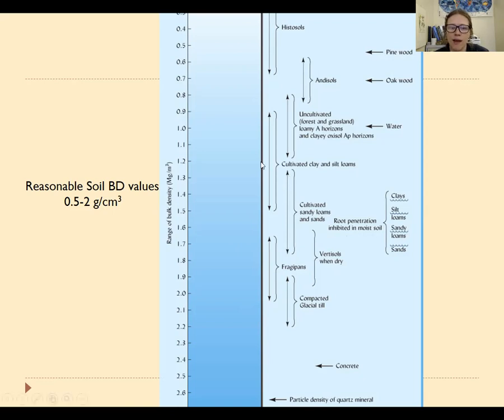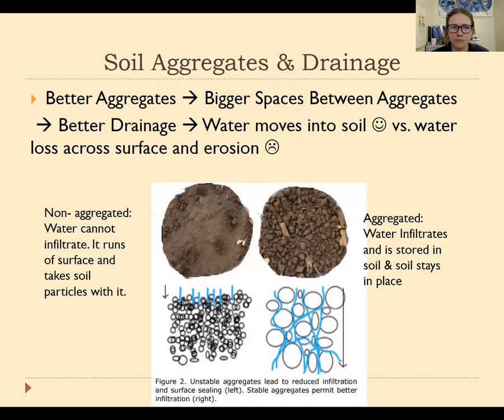So anyway, this range, like 1.2, 1.3 grams per cubic centimeter, is going to be a middle of the road soil bulk density. So I'll make you do some problems, and that would be something to keep in mind.